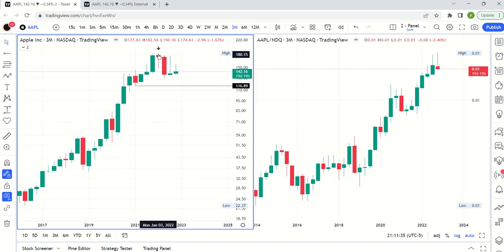And this is your quarterly chart. We made a swing high for the quarter below this low here, so below 150, and we're down here at 142.